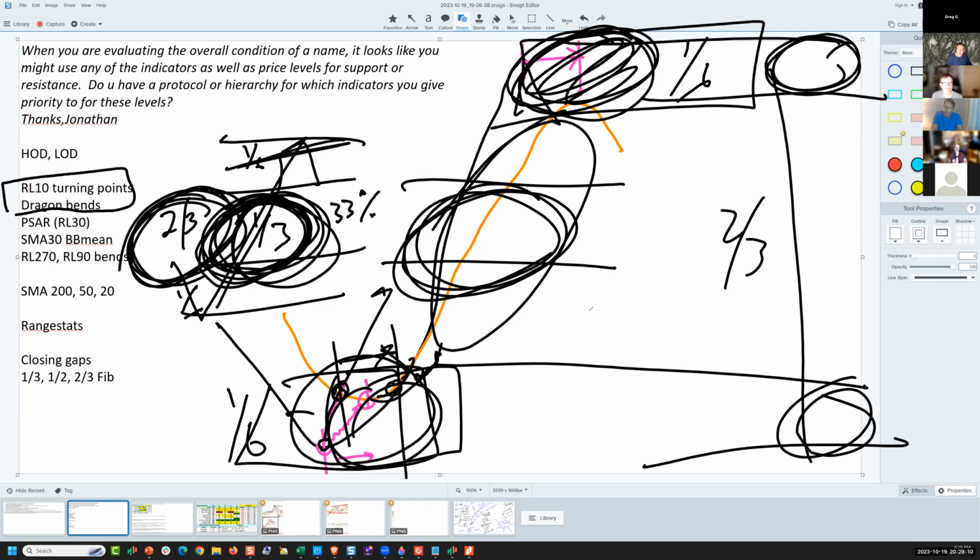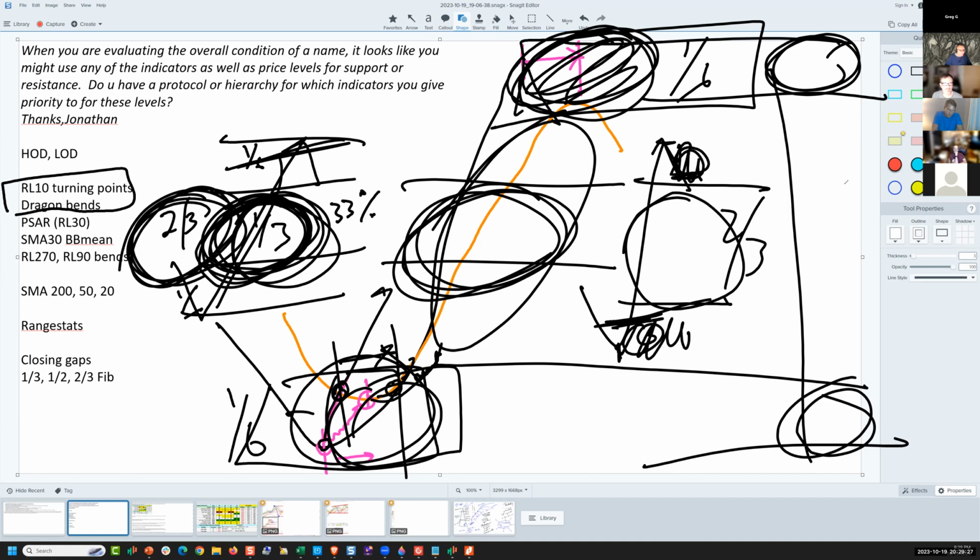So how soon after it turns can I get in? How soon after it turns do I get out? That's how much I'm giving up and how much I'm giving back. And that's what I'm trying to get in the middle.